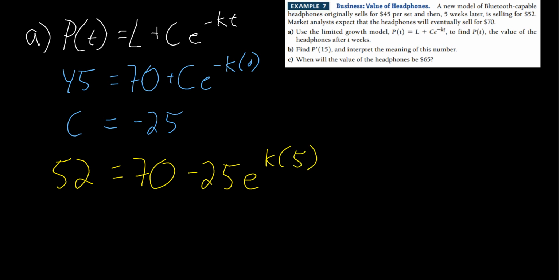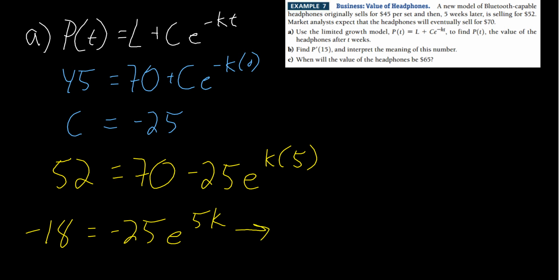And then we can solve for k. Let's just go and do this. If we subtract 70 from both sides, we end up with negative 18. We might have to go to the next page for this one. So negative 18 is equal to negative 25 e to the 5k.